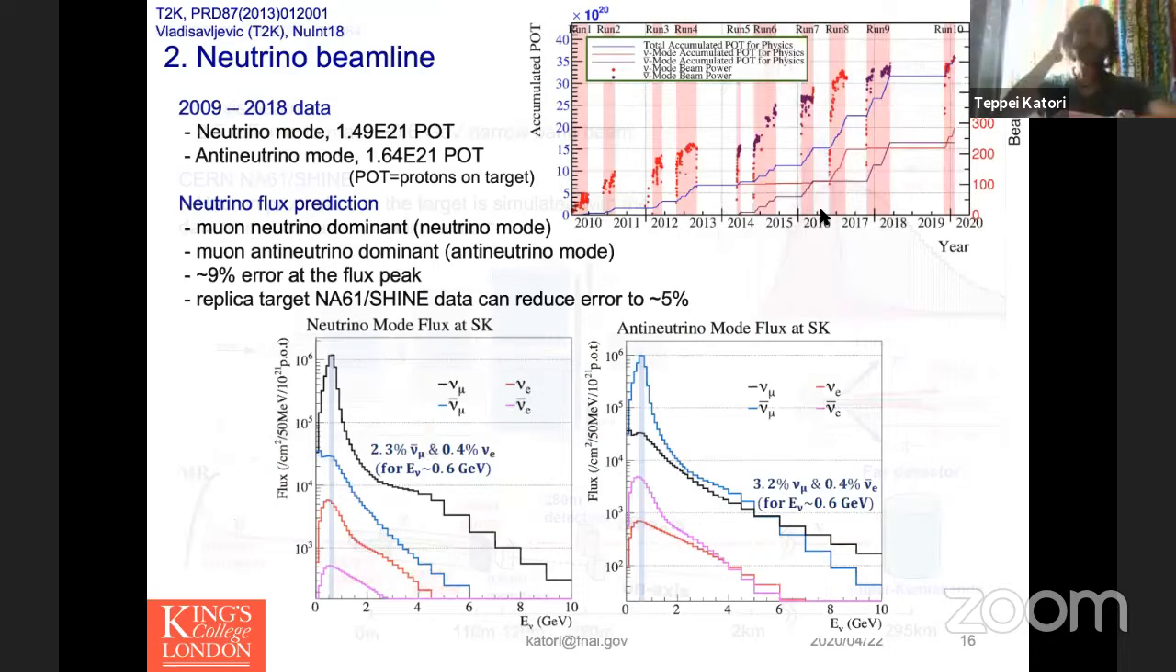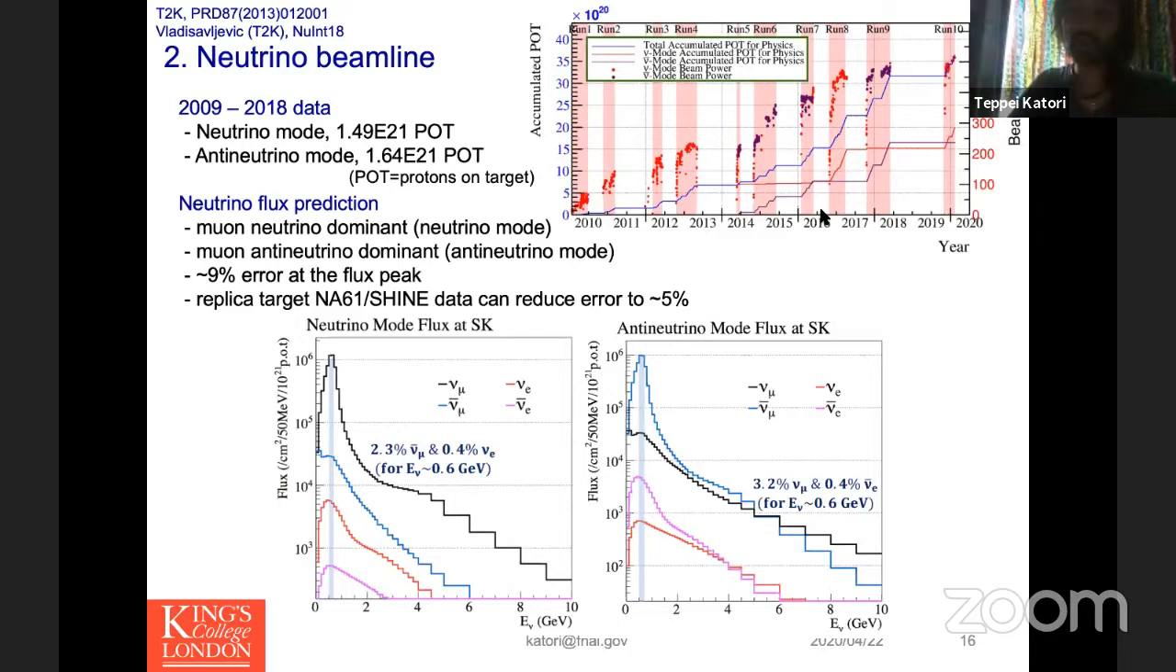Okay, so that's a summary of the neutrino beam. For today's result, we have 1.5 times 10^21 POT, which stands for protons on target, for neutrino mode, and a similar number for anti-neutrino mode data. This figure shows how we accumulate the POTs, and the histogram at the bottom describes the neutrino flux prediction. For the neutrino mode, the flux is dominated by muon neutrinos, which are 97% at the flux peak. The anti-neutrino mode, on the other hand, is dominated by muon anti-neutrinos, which are 96%. There is a small contamination of the opposite sign, so anti-neutrinos in neutrino mode and neutrinos in anti-neutrino mode. And also there is electron neutrino. This is important because electron neutrino is background, so we want to understand this distribution carefully.